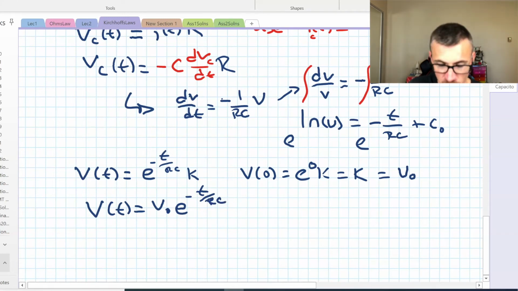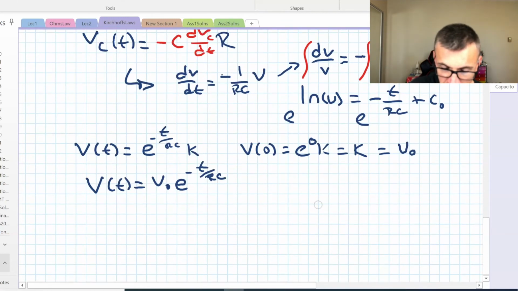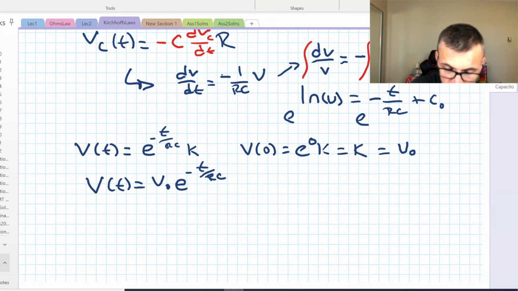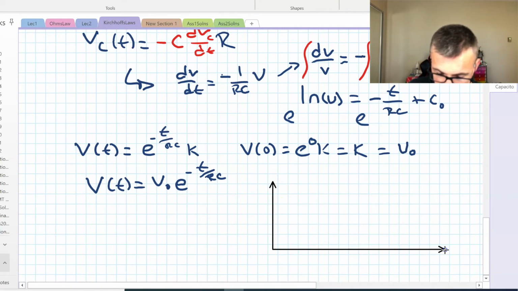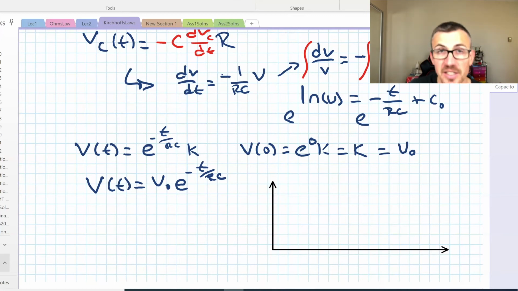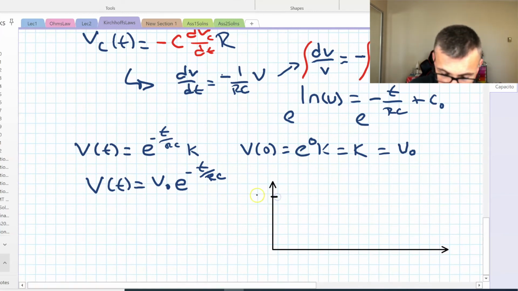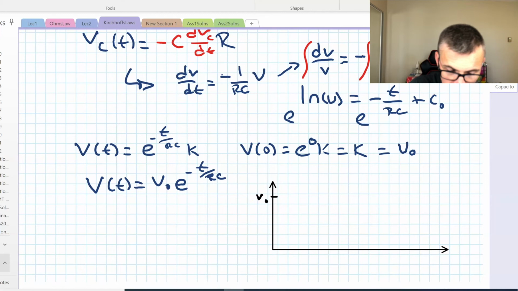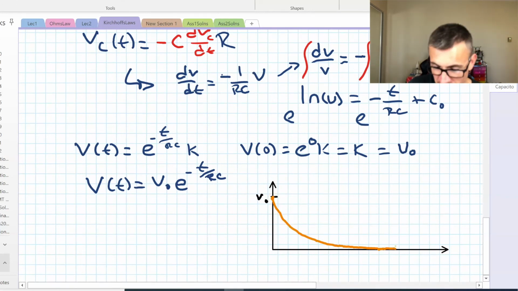That's the equation for discharging a capacitor. So if we plot it, it would start out at t equals 0 at V naught, and it would be an exponential decay down to 0. It would never get to 0 mathematically, but it would be an exponential decay, right?